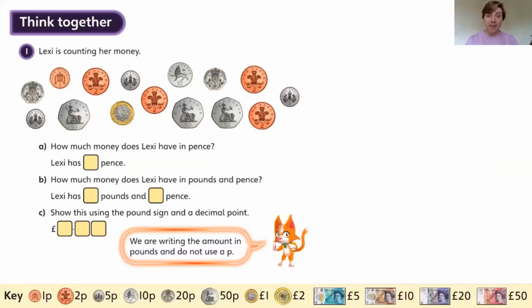Okay, now let's have a go at Think Together. So for Think Together, we have got Lexi, and Lexi has been counting the money that she's got, and here it is. So your task is this. How much money does Lexi have in pence only? How much money does Lexi have in pounds and in pence? And then showing this using a pound sign and a decimal point. Now remember, if we're writing it like this with the pound sign and the decimal point, we don't need to use that P for pence. Okay, have a go.